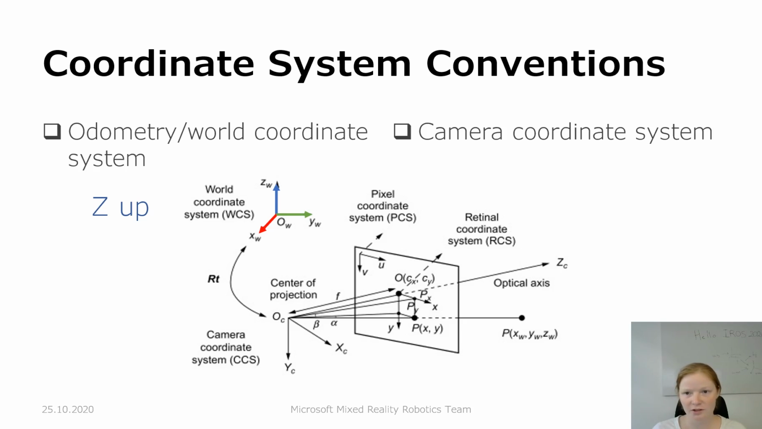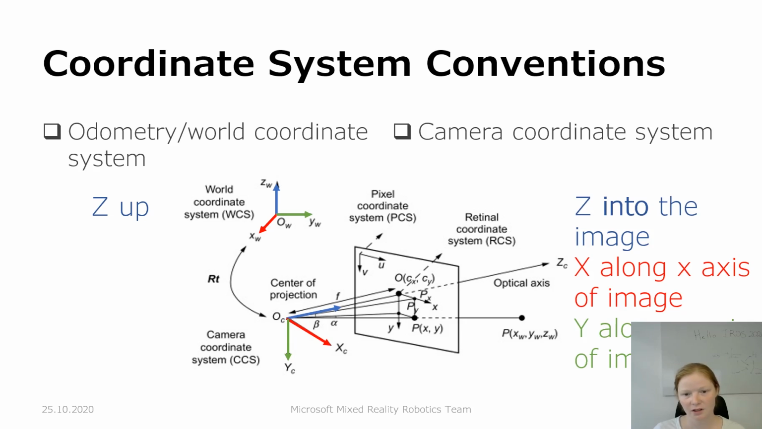Much more important is the camera coordinate system. Again, there are a few different conventions for this. The convention we use is Z into the image. In graphics, it's often the opposite, so make sure you get this right. Again, this is the standard ROS convention that most camera drivers should match. Z is pointing into the image, X along the X-axis, and Y along the Y-axis of the image, which you can see here on the bottom.